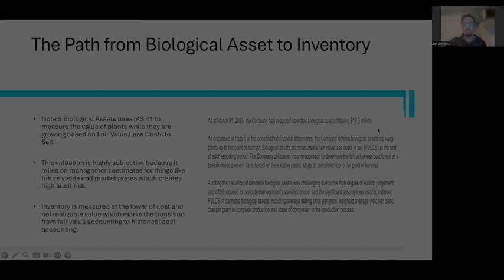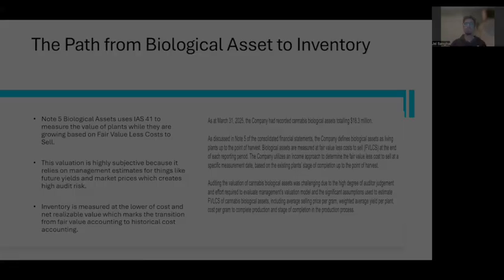Looking at an example from the actual financial statements that I screenshotted, in Note 5 they use IAS 41 to measure the value of the plants while they're growing, based on fair value. This is subjective and essentially creates an audit risk, because it relies on management's guesses about future yields. However, once they're harvested, they move into inventory and are measured at the lower of cost or net realizable value. This shifts from fair value to historical cost.